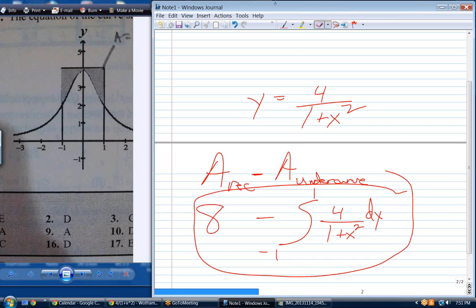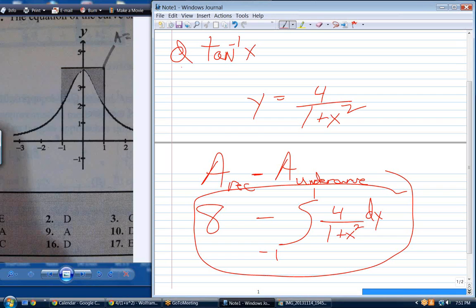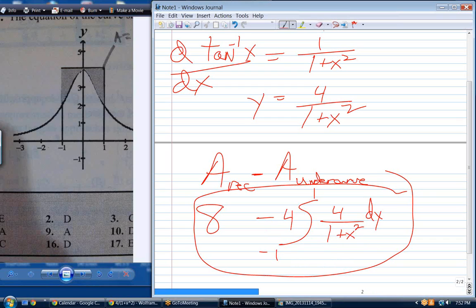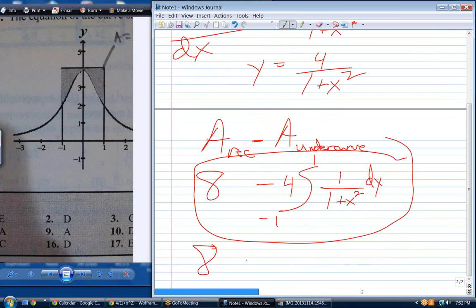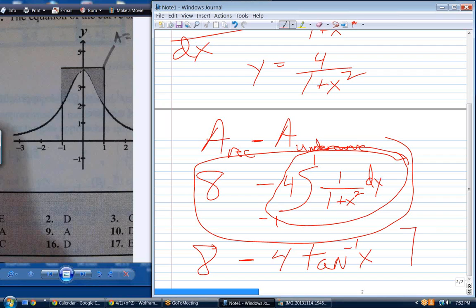In other words, let's go back and review our derivatives. The derivative of inverse tan of x dx is equal to 1 over 1 plus x squared. So if I take this 4 over 1 plus x squared, I can always take constants out of the integral. So I can take that 4 out of the numerator, right? Haven't changed anything. Now I can integrate, and this becomes 4 inverse tan of x, and I'm going to evaluate the whole thing from -1 to 1.